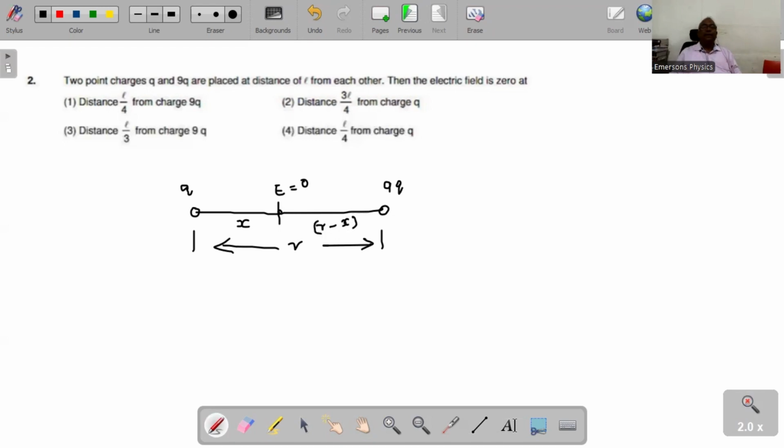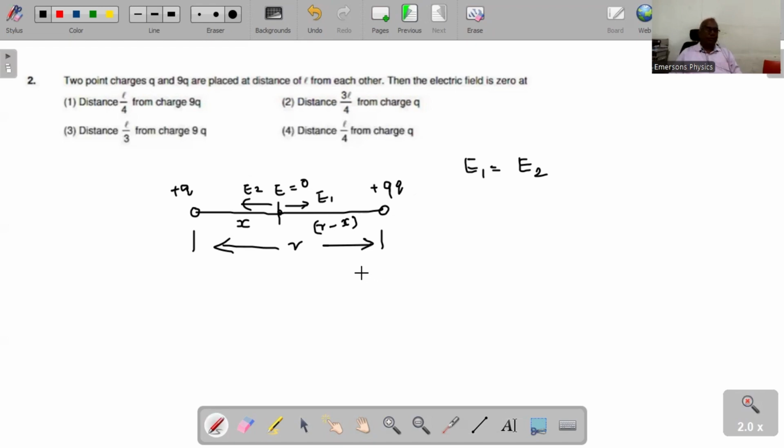To find the electric field at a point, keep a unit positive charge there. Since the charges are also positive, E1, due to plus Q, will be in this direction, and E2, due to plus 9Q, will be in the opposite direction. In other words, the electric field due to Q should be equal to the electric field due to 9Q. So we have taken the direction and we wanted to find out the distance.